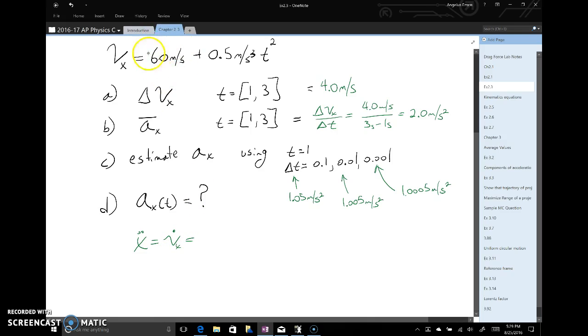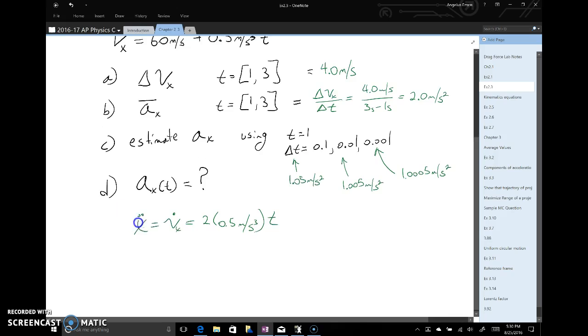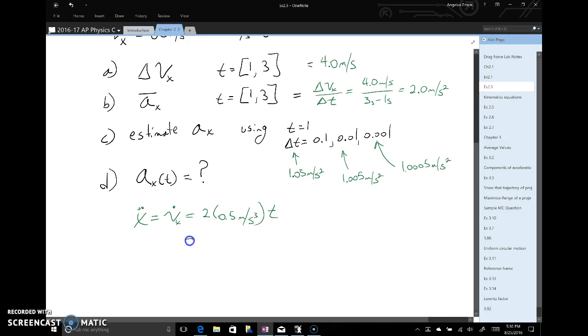which would be, now the derivative of 60, that's a constant, so that'll be 0. The derivative of t squared is 2t, so we're going to get 2 times 0.5 meters per second cubed times t. And again, you can see the units are going to come out right. So we have 1 meter per second cubed times t is our expression for the acceleration in the x. So definitely verified that the work we did in C was showing us the limit approaching the correct value of 1 meter per second squared.